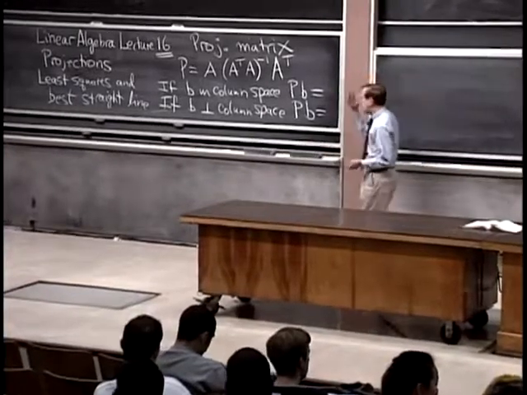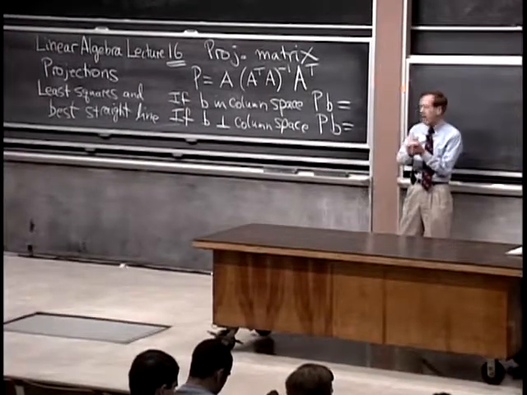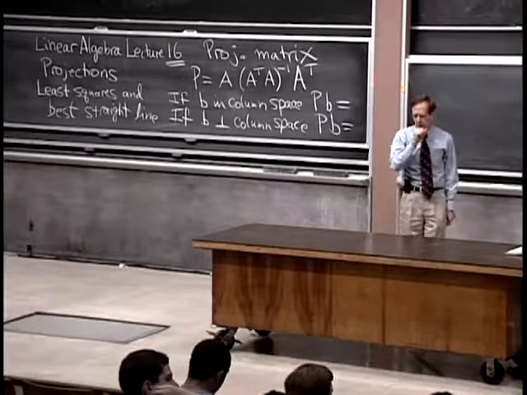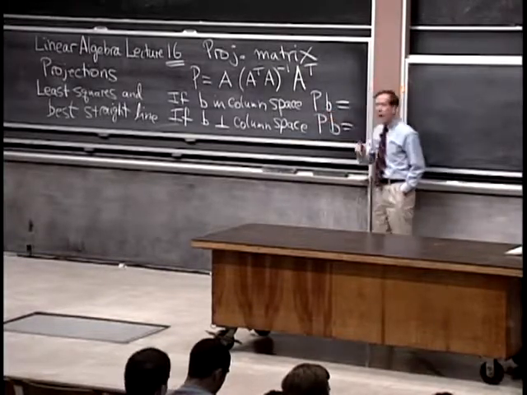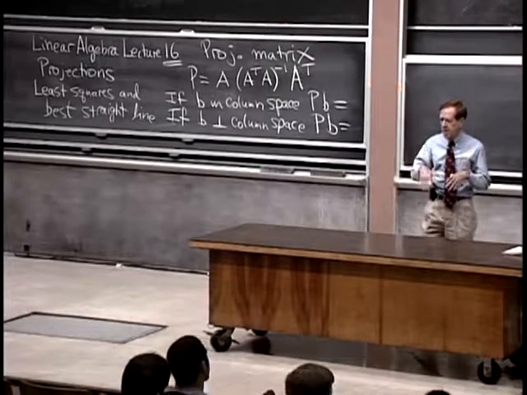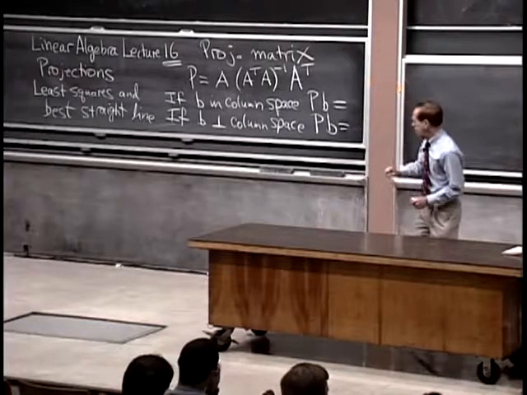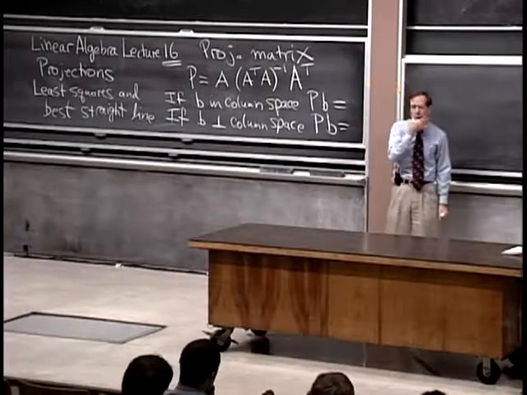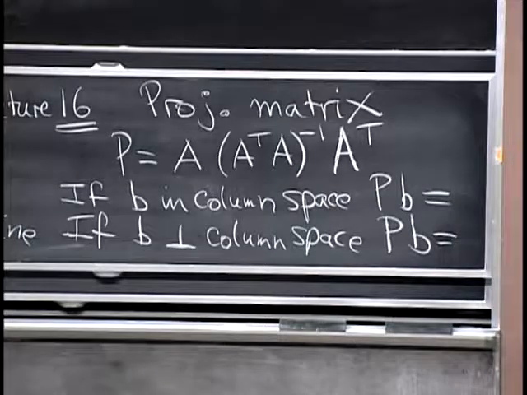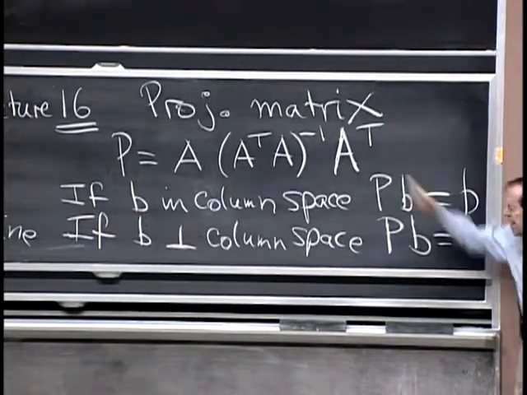Okay, one way to recap is to take the two extreme cases. Suppose the vector b is in the column space. Then what do I get when I apply the projection P? So I'm projecting into the column space, but I'm starting with a vector that's already in the column space. So of course, when I project it, I get b again, right? And I want to show you how that comes out of this formula.